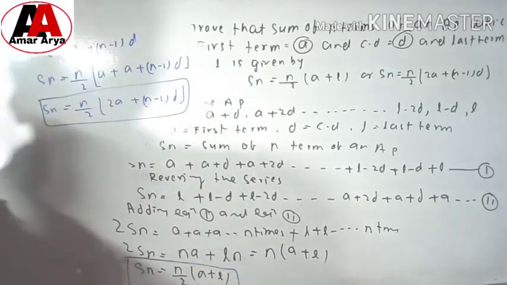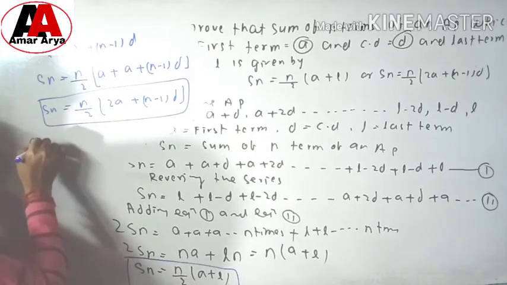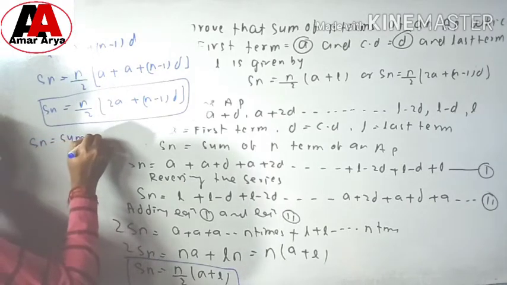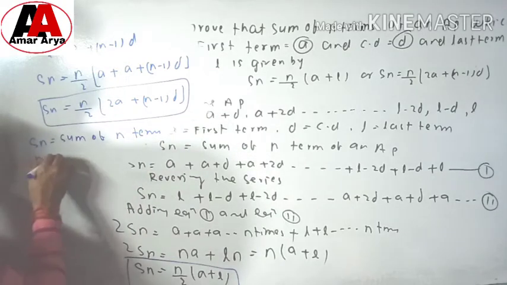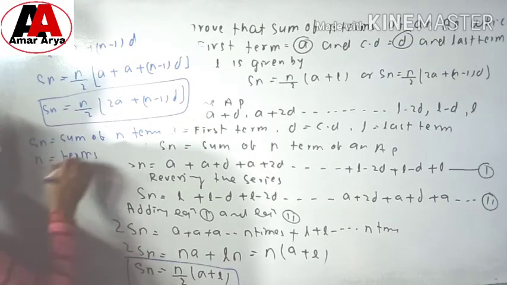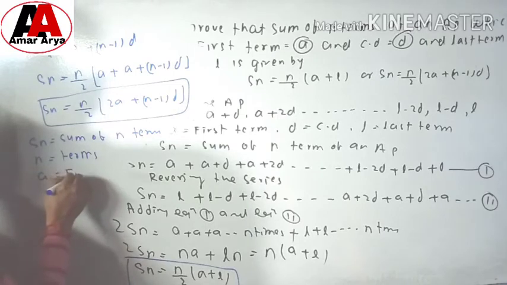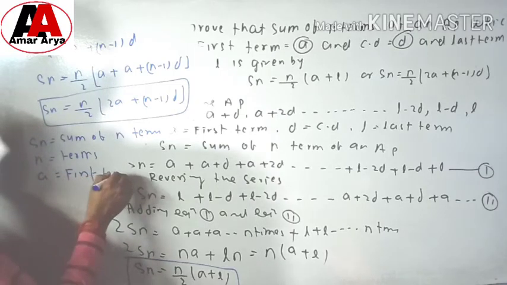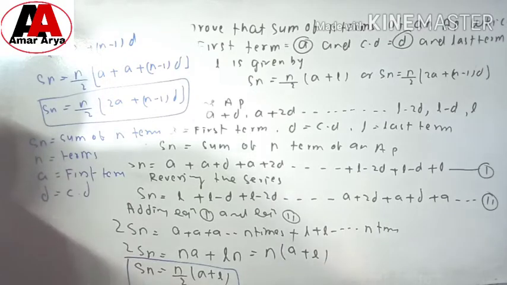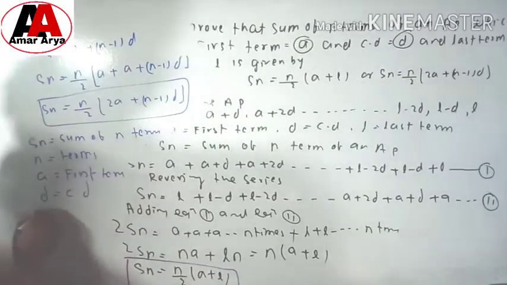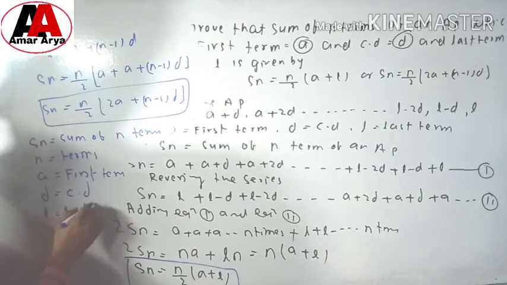This is the result of this theorem, where Sn is the sum of n terms, n is the number of terms, A is the first term, D is the common difference, and L is the last term. So this is the theorem.